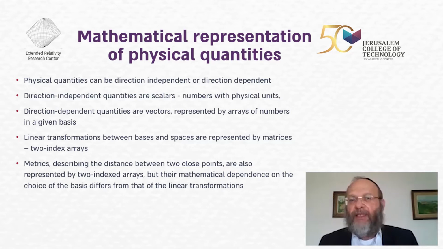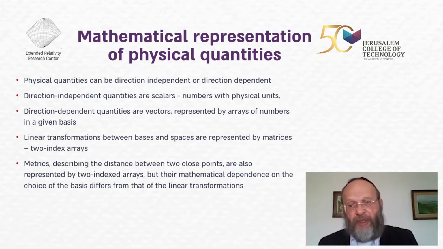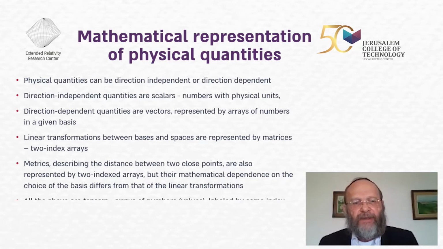But the mathematical dependence on the choice of basis differs from that of linear transformation. So we see that even though things are arranged similarly, they behave differently under transformation from one basis to another. So they are different objects. We have to have a notation that takes care to distinguish between them. Good enough that from this notation you'll be able to figure out all the answers.